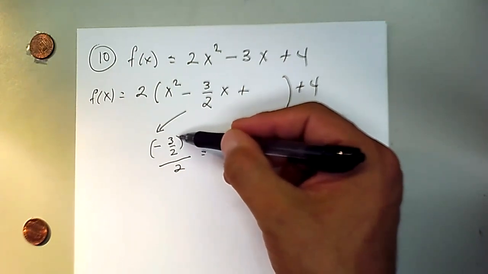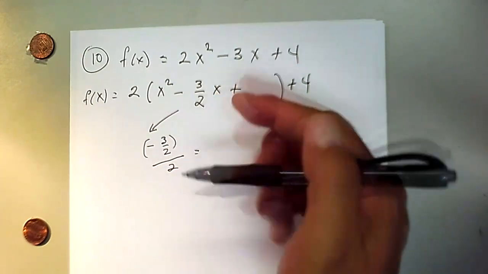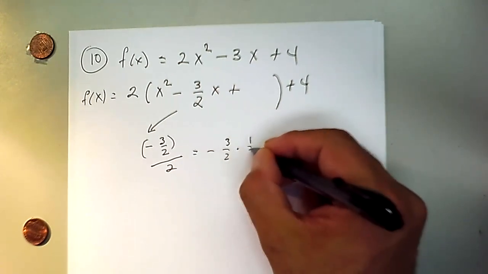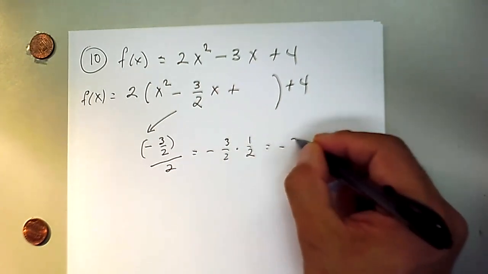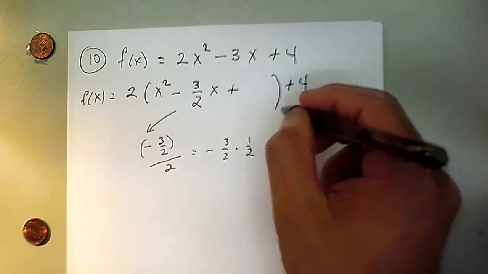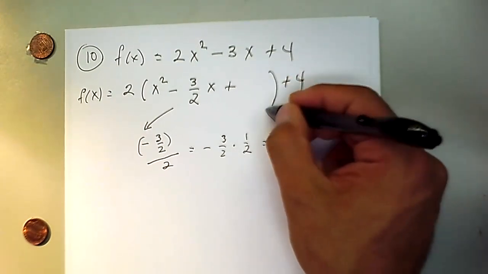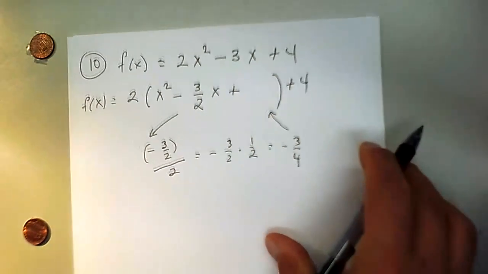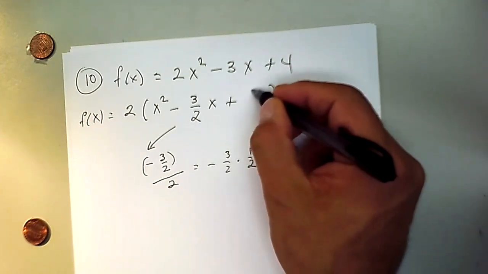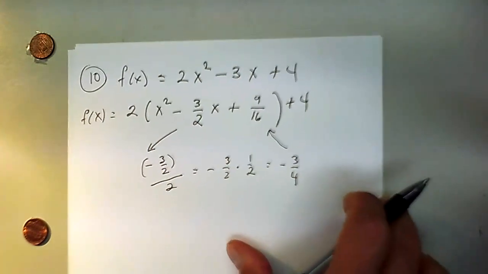So divide by 2, which means multiply by the reciprocal. So let's do the steps. -3/2 multiplied by a half, and that's going to give us -3/4. Square that, and then add it into here. So that's going to be, boy, this is a complicated problem. 9/16. And that will complete the square.